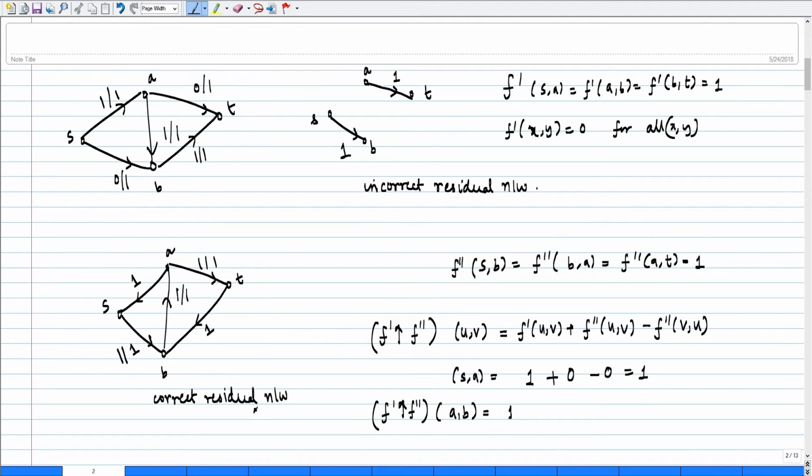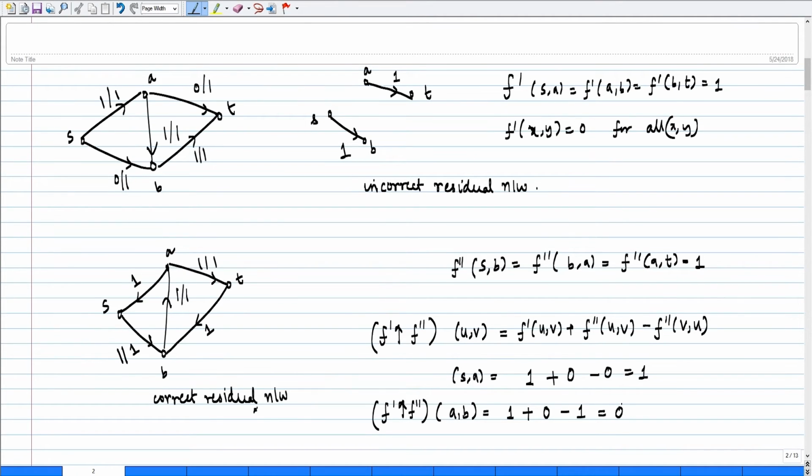We had 1 unit of flow sent on AB. Plus, did we send anything in the direction A to B in f prime? No, we would not have, and that is 0. But then we have sent 1 unit back on B to A, which is what it is subtracting, and therefore it happens to be 0.